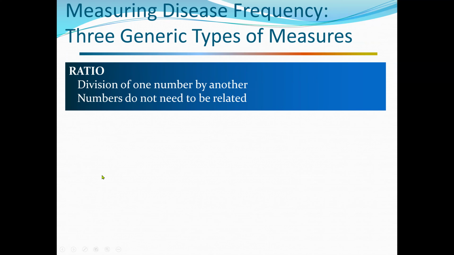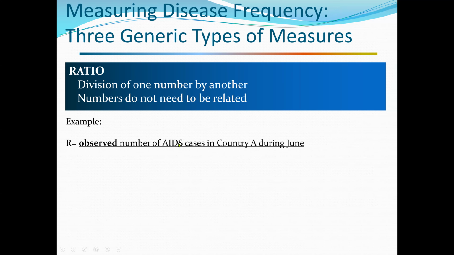Now, measuring disease frequency, we have three generic types of measures. The first would be the ratio. Ratio means division of one number by another number. They do not need to be related. So I'm dividing two items, the numerator by the denominator, but they don't have to be related. The example given here: the ratio will be the observed number of AIDS cases in country A during June divided by the expected number of AIDS cases in country A during June.